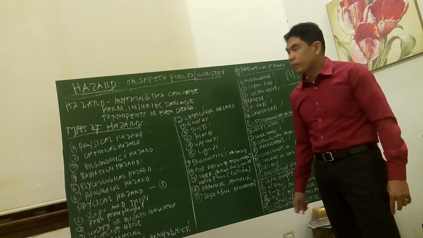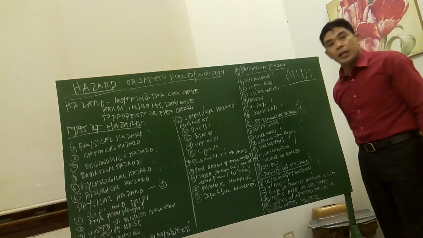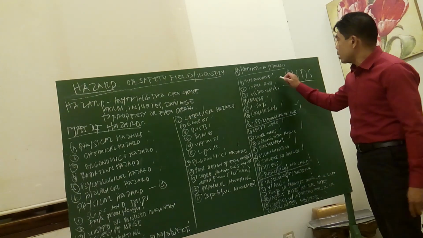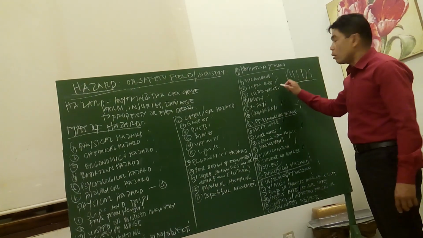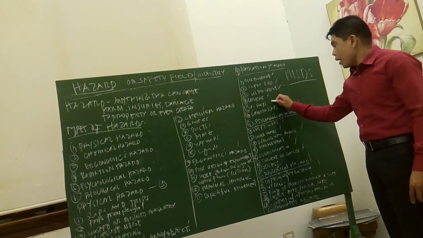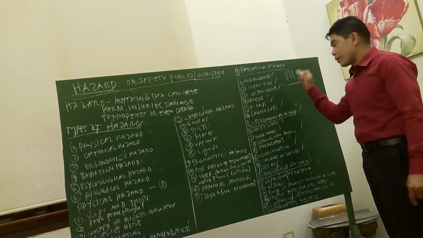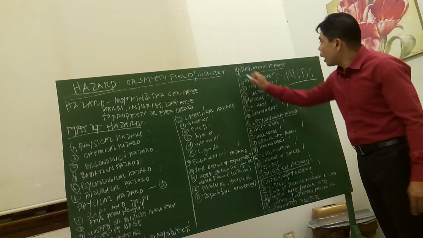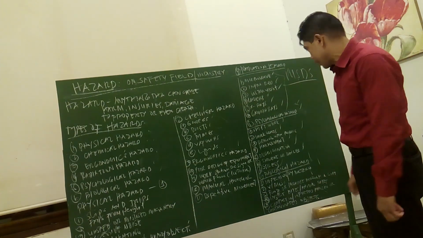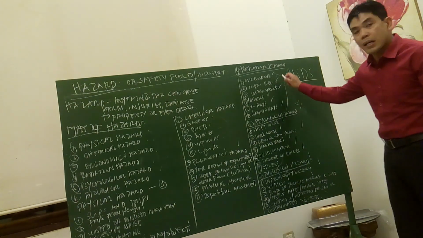For this session, let's go to the radiation hazard. Radiation hazards involve the radiation of microwave, infrared, ultraviolet rays, lasers, X-rays, and gamma rays. All of these have harmful radiation to human health and the human body. Okay, so we must be aware of this.